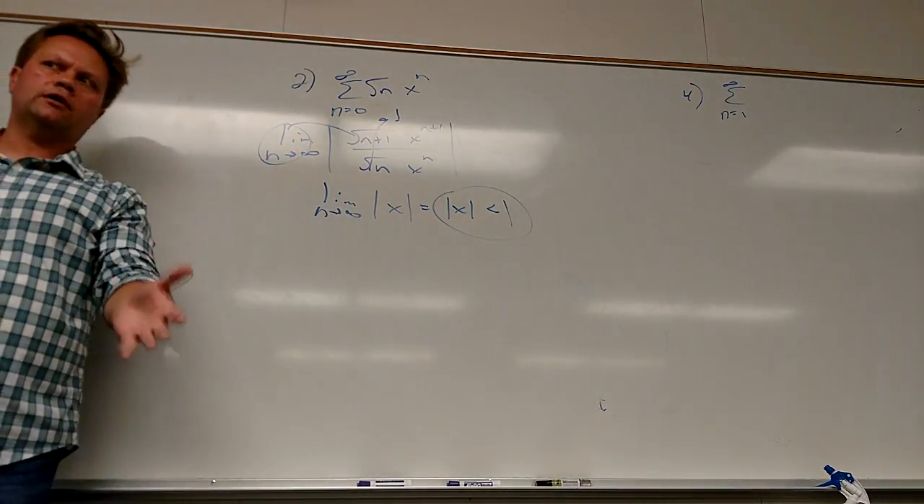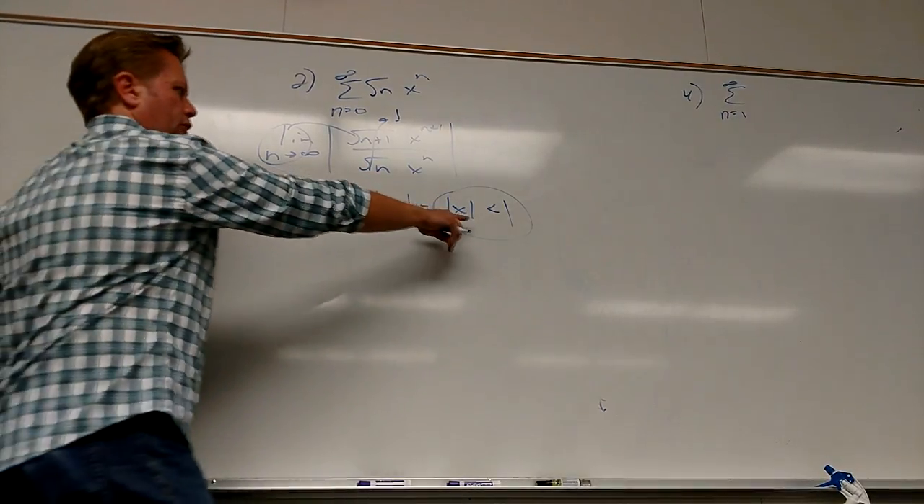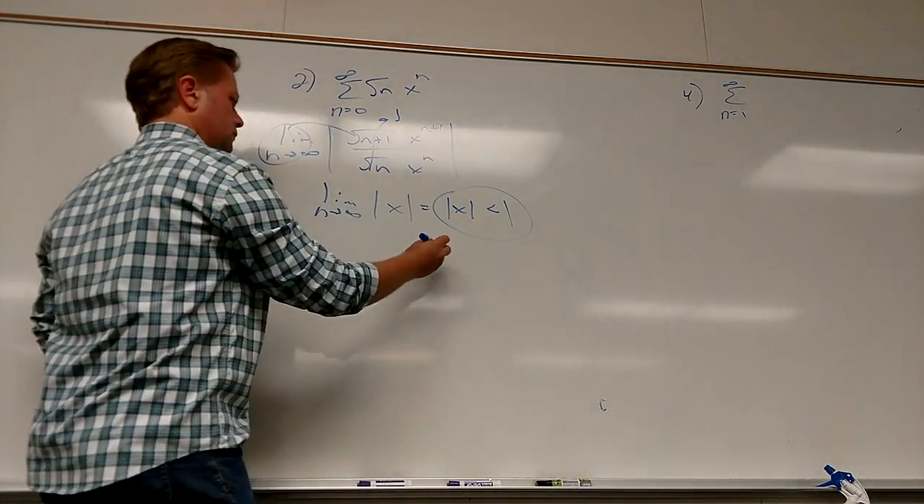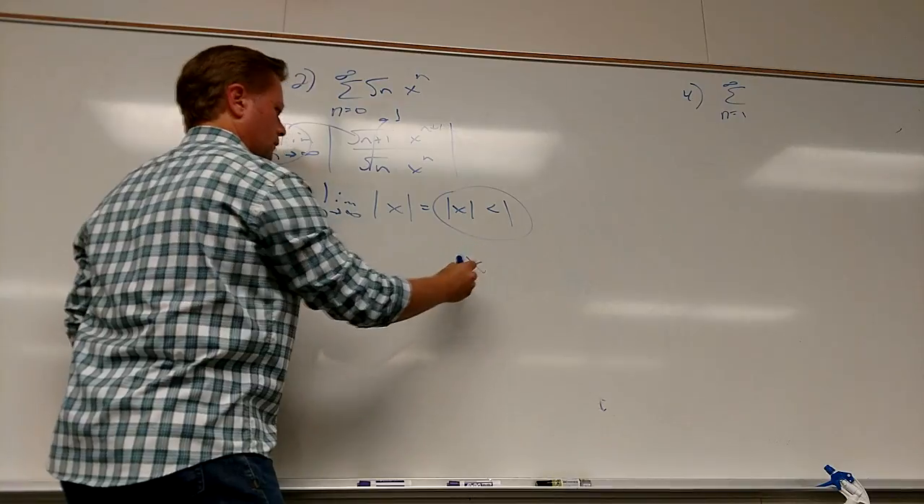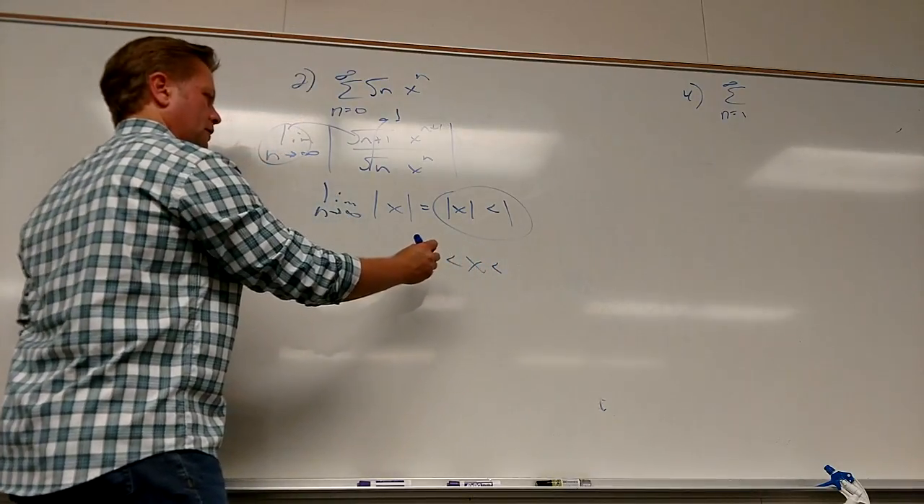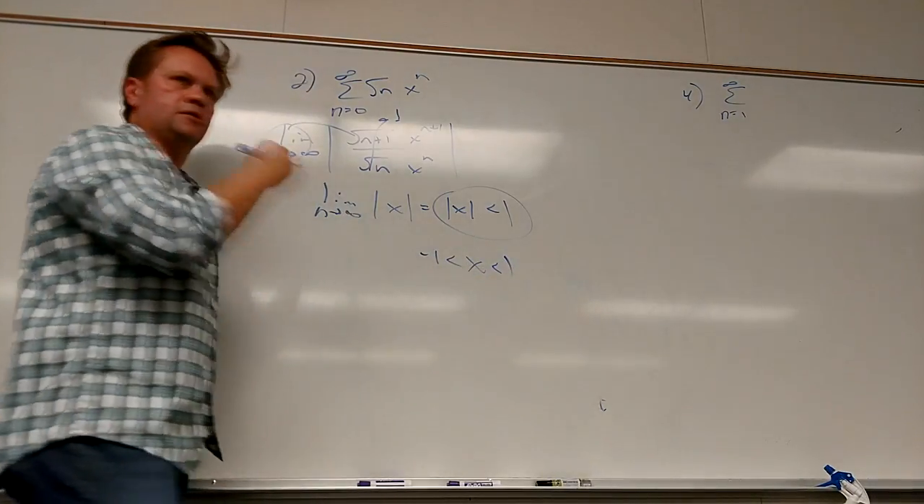Now we've got to check the endpoints. So how do I rewrite this as an interval? Negative 1 to 1, yeah.